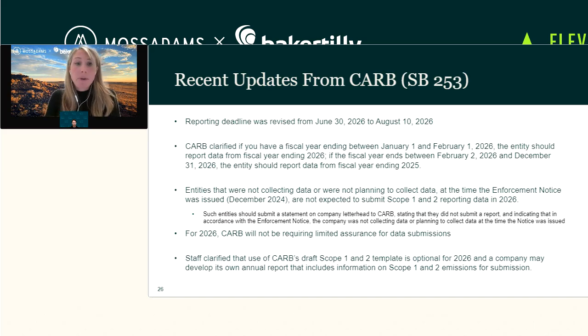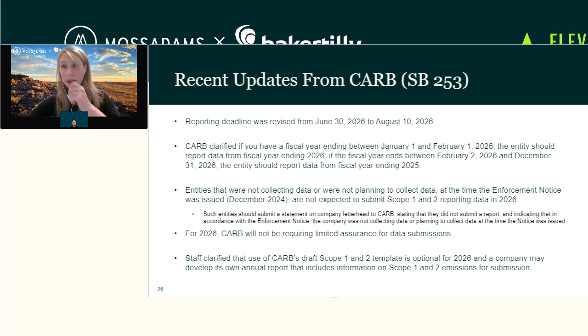CARB has the sentence below saying those entities would then just submit a statement on company letterhead to CARB indicating that they were not collecting this data prior to the enforcement notice and that they will not be submitting a report. When we receive the final rule in Q1, I expect a little bit more guidance from CARB in terms of the actual logistics of exactly what needs to be in that statement and where you submit that, et cetera. But for now, generally expecting that those companies not previously calculating their greenhouse gas emissions essentially have an additional year.